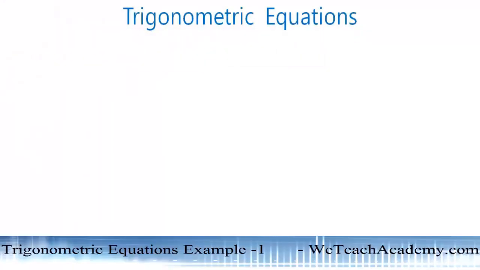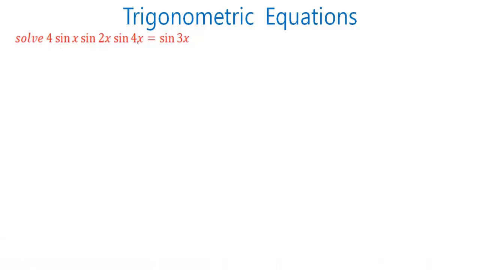Hey guys, welcome to BDH Academy, and here in this section we are going to solve an example under the concept called trigonometric equations. So here we have to solve 4 sin x into sin 2x into sin 4x is equal to sin 3x, and then find the solution set for the angle x.